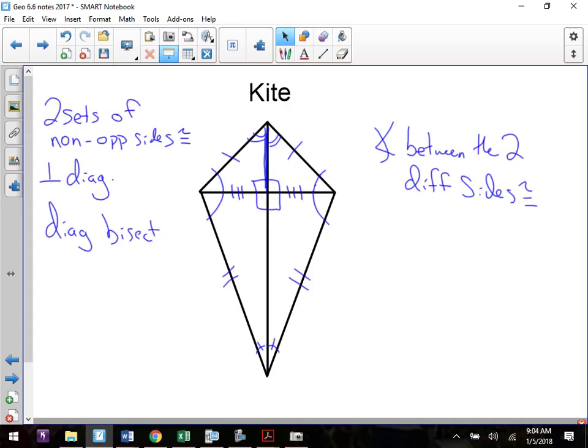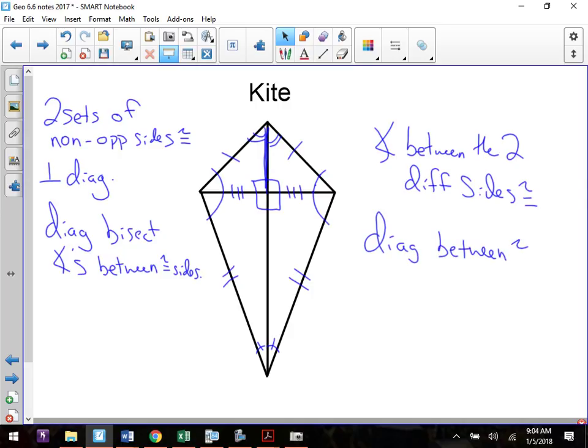How do you want to say that? They bisect the angles between congruent sides. Okay? So the diagonals bisect the angles between the congruent sides. And the diagonal between the congruent angles is also bisected. It's kind of a mess.